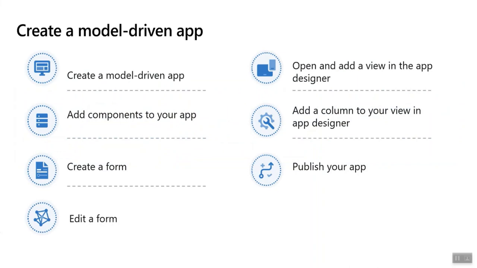So just to do a quick recap, you can easily create a model-driven application using Power Apps. You can add components to your application. You can create a form, edit a form. You can open and add a view in the app designer, which is the sitemap designer that we saw. And you can add a column to your view. We saw the different parts of your form, like the header, detail, and the footer. And finally, once you make all your customizations, you can publish your application. Once the application is published, it is readily available for sharing with other users. You can test the app, and finally, once you're happy with that, you can share it with your end users.